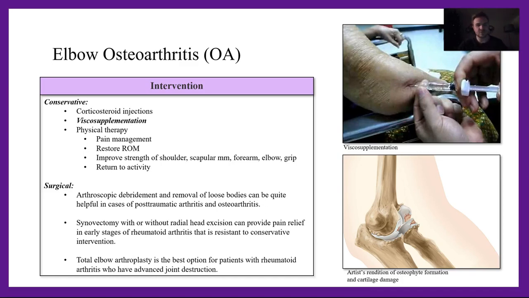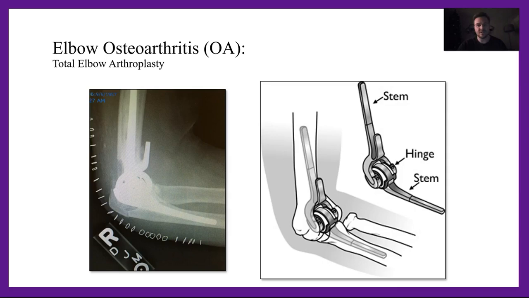And if they do get surgical treatment, we'll go over that in detail, but they can get an elbow replacement, and that's called total elbow arthroplasty, and it looks something like this. And so it's of course a stem and a hinge joint, and looks like it here.